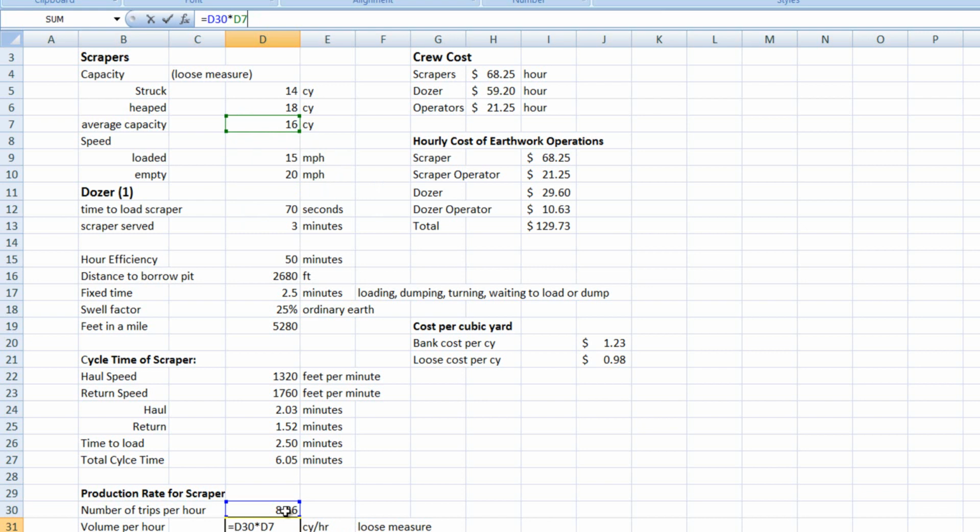So then for the bank measure, we factor in the swell, which we put in here at a swell factor of 25%. So that bank that we're actually excavating is going to swell up essentially. So we're taking the volume per hour of loose measure, 132, and dividing it by 1.25, which is 25% plus 1, just to get the bank measure.